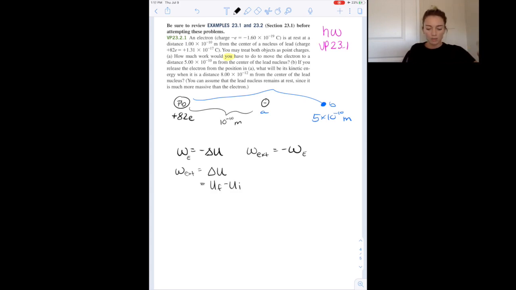So I've had a lot of questions about that. Anytime it says how much work would have to be done to move something, it's always meaning an external force. If they mean the electric force, they'll say, how much work does the electric force have to do? But typically, we usually end up talking about an external force.